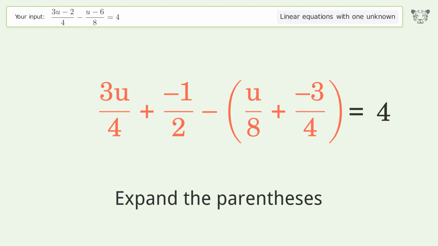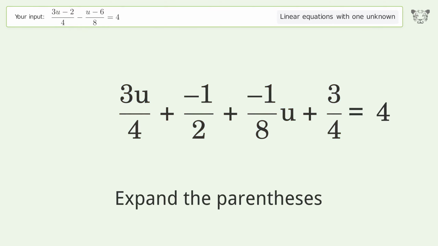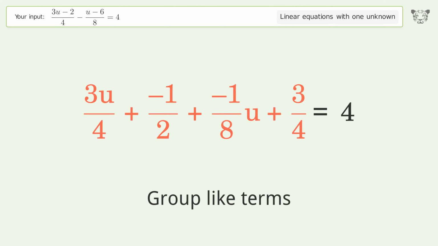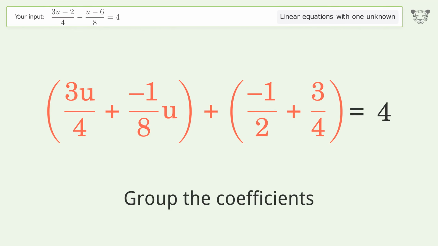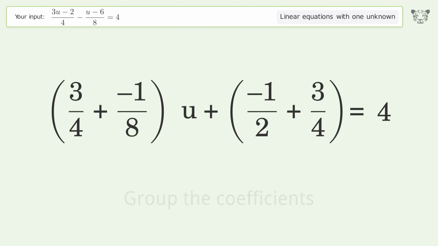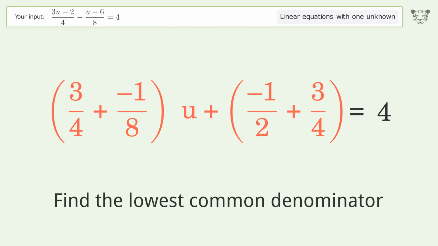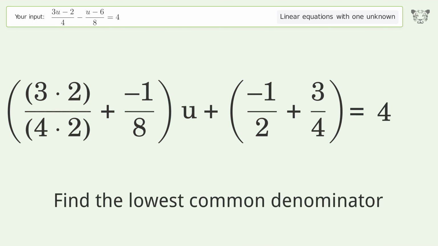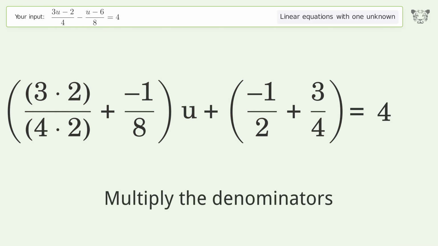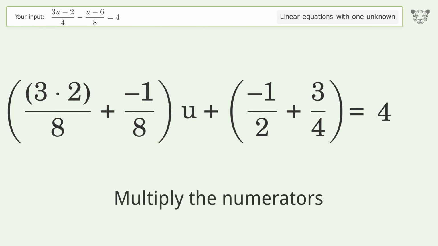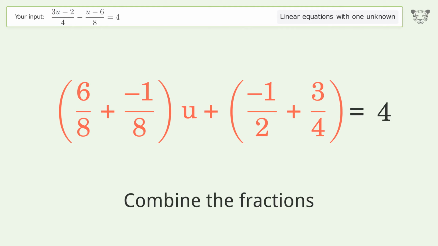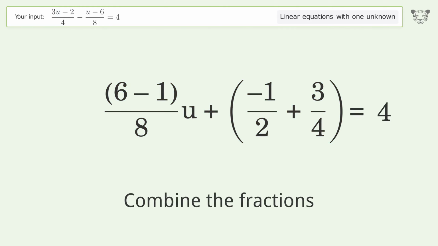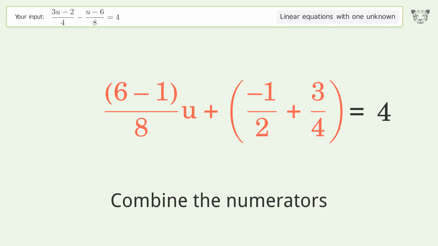Expand the parentheses. Group like terms. Group the coefficients. Find the lowest common denominator. Multiply the denominators. Multiply the numerators. Combine the fractions. Combine the numerators.